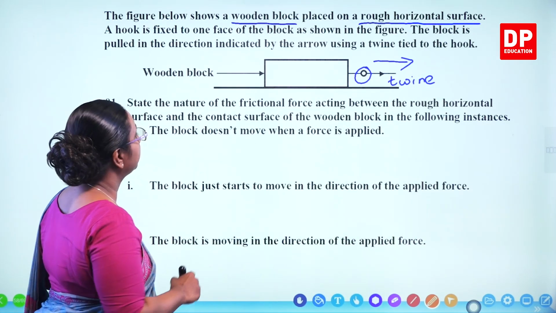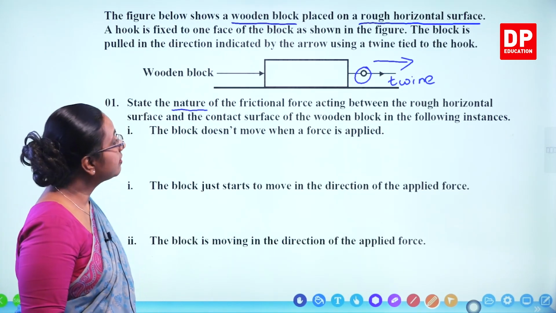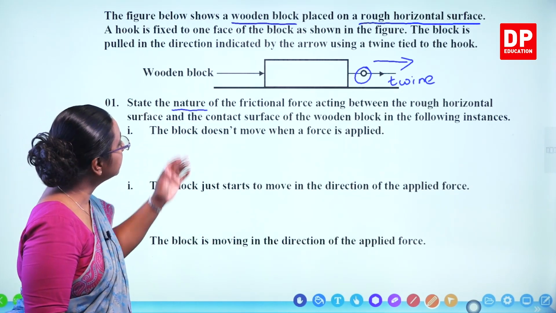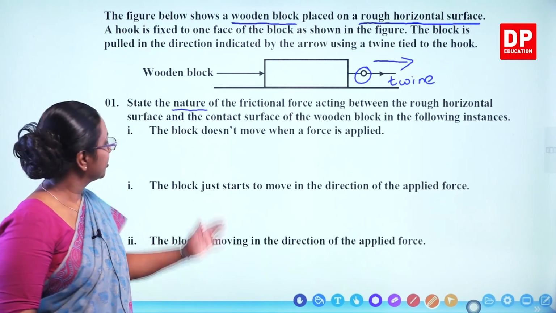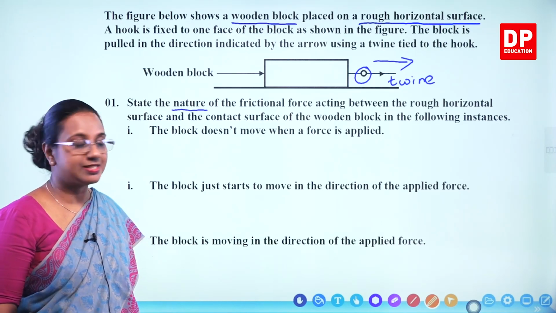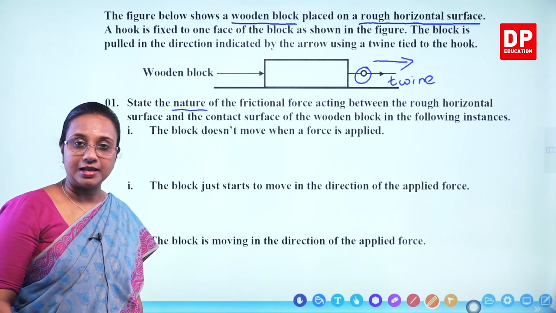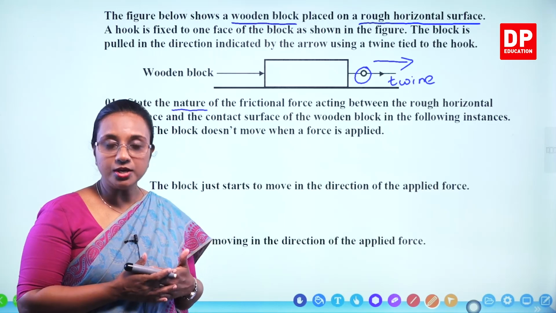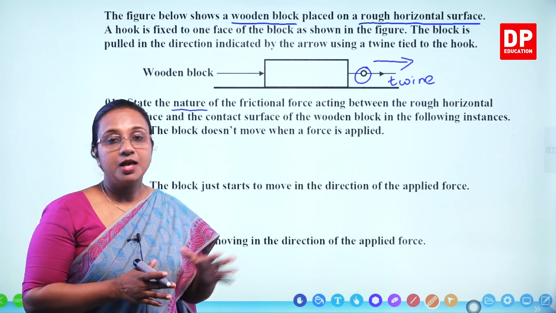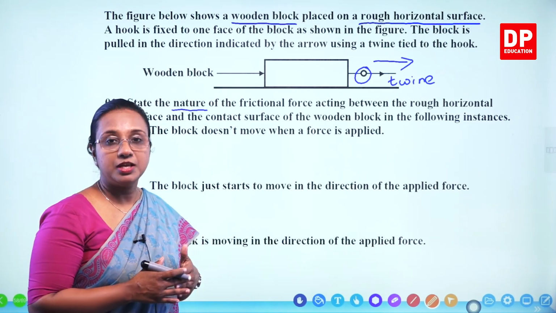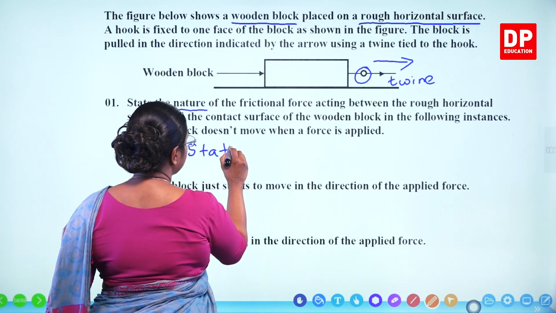State the nature of the frictional force acting between the rough horizontal surface and the contact surface of the wooden block in the following instances. So they have given you 3 different instances. First one, the block doesn't move when a force is applied. We are pulling it, but the block is not moving. That means just before it starts to move. That will be the static frictional force. So here it is the static frictional force.